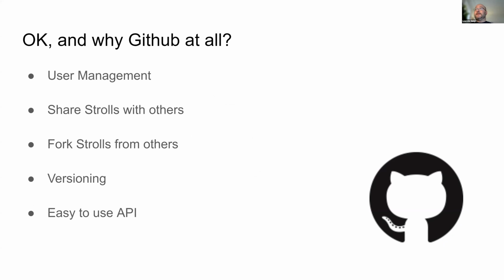But GitHub was very nice for us to use because you have the integrated user management. You can share Strolls with other users, fork Strolls from others. You have versioning on your JSON files and so on.